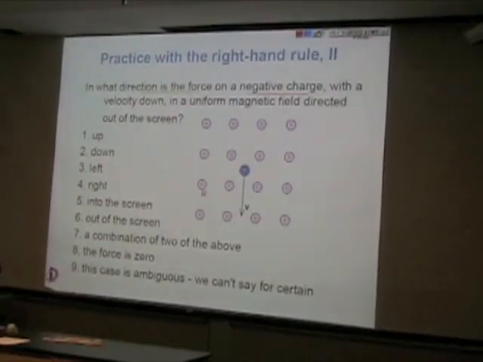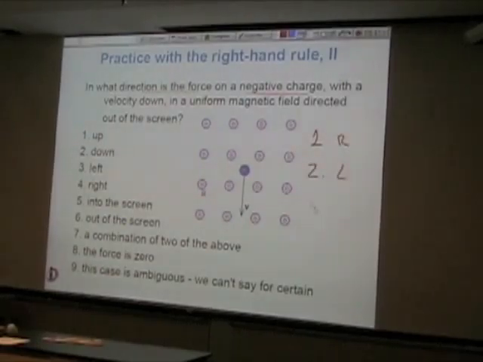Now, a negative charge. What do we do now? I want to change the question. I want to ask you, for a negative charge, which hand would you want to use? 1 for the right hand, 2 for the left hand, 3 for your friend's hand.